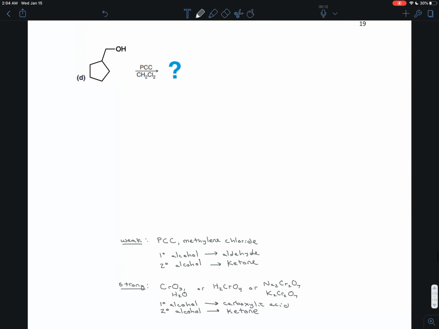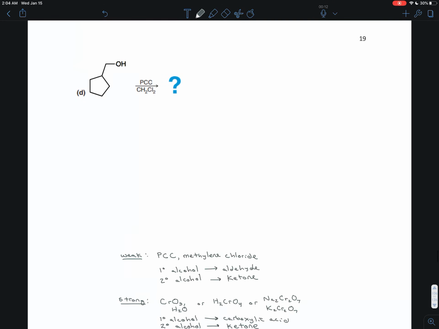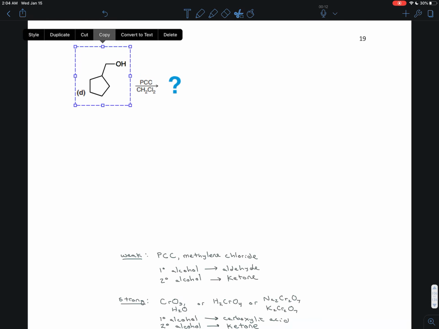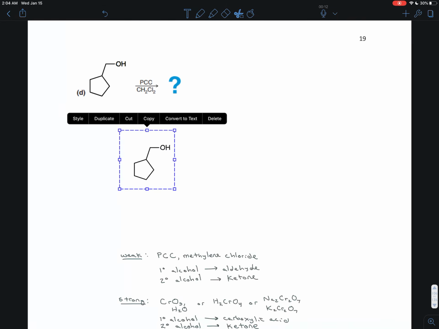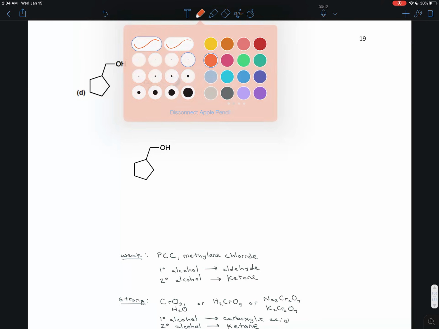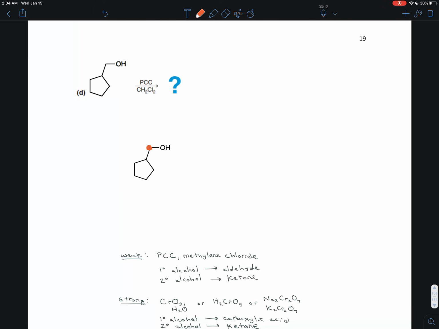Okay, next one. We have PCC in methylene chloride. Remember, this is a solvent. There's no water here, so this is going to stop at the aldehyde. So the product you'd expect is, you notice that you have this carbon that has the OH on it is just bonded to one other carbon, so it's primary. And PCC turns primary alcohol into an aldehyde.